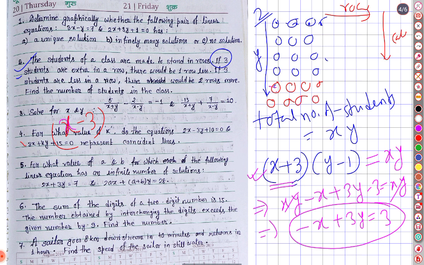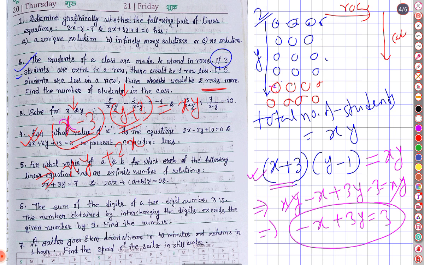Now every row has x minus 3 students, and how many rows extra are we getting? Two rows extra. So now x minus 3 students in each row, and the total number of rows is y plus 2. If you multiply the number of students in each row and the total number of rows, you will get the total students xy. Initially students were xy, so in every condition the number of students will be xy, that is why it is equal to xy. So you multiply x into y, 2 into x, 2x.